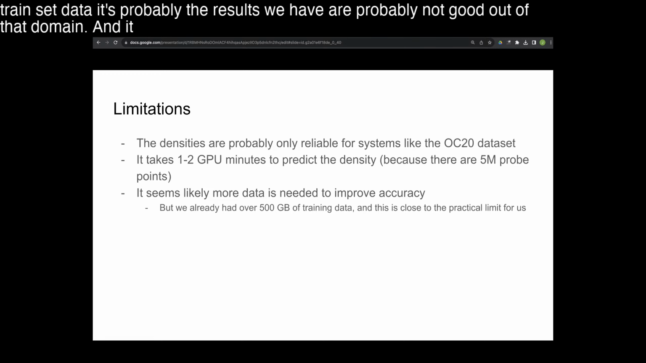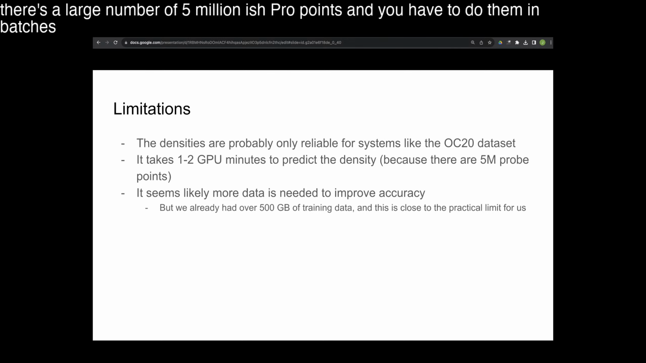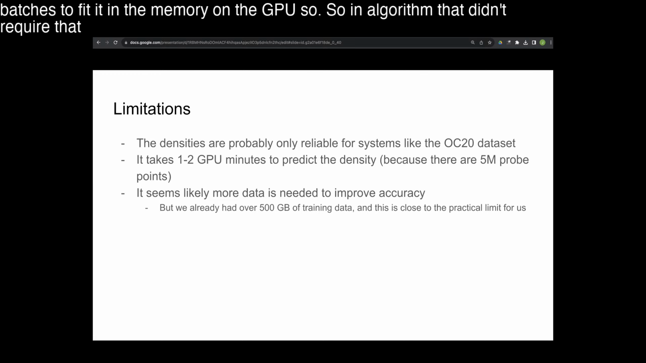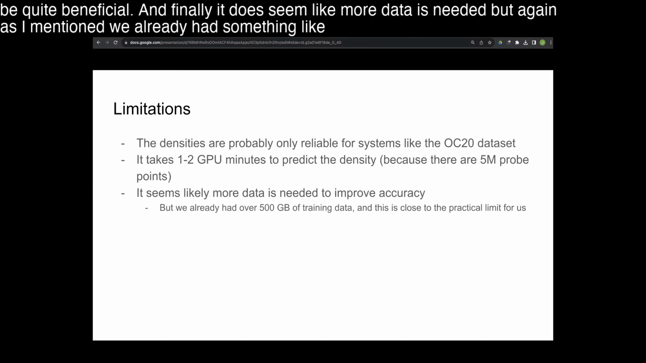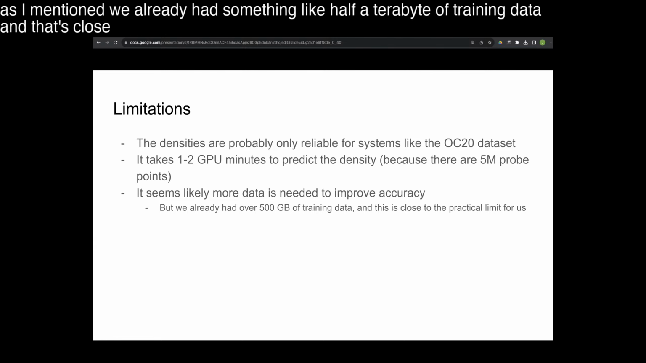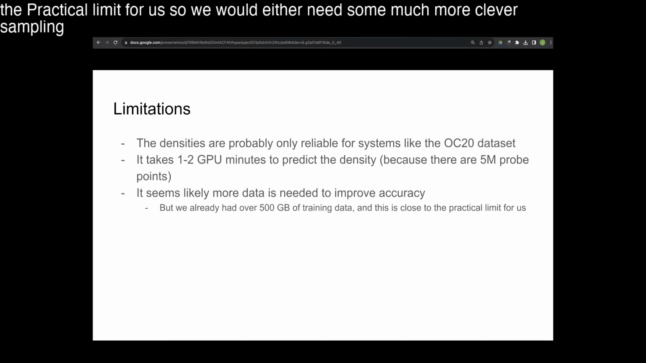And it takes about 1 to 2 minutes on a GPU to predict the density. That's because there's a large number, 5 million-ish probe points, and you have to do them in batches to fit it in the memory on the GPU. So an algorithm that didn't require that and was more efficient would probably be quite beneficial. And finally, it does seem like more data is needed, but again, as I mentioned, we already had something like half a terabyte of training data, and that's close to the practical limit for us. So we would either need some much more clever sampling method or much more efficient way of handling the data to move on.